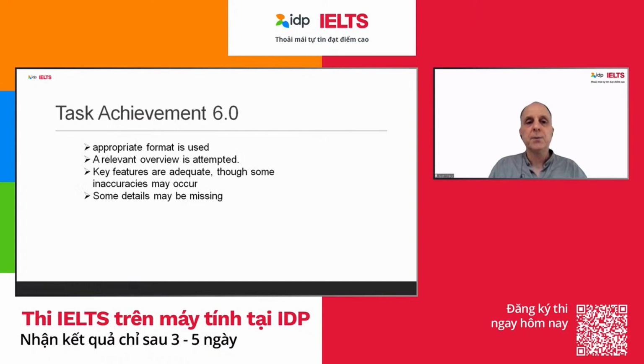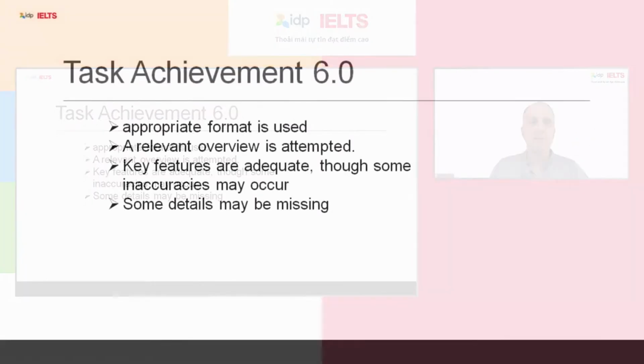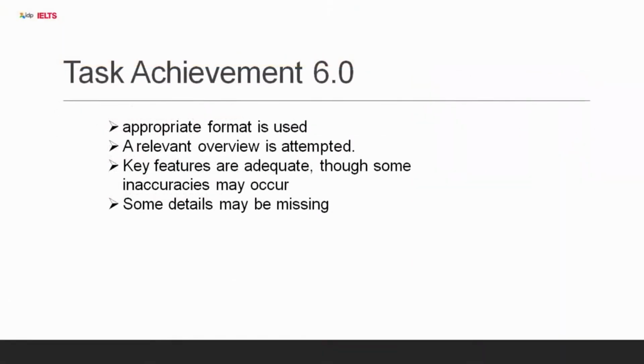Make sure that the appropriate format is used, meaning making sure that you've got nice clear gaps between the intro with the overview, or the overview can be separate, then the bodies as well. Making sure that you use the right kind of language for that. Key features are adequate, and some details may be missing for a 6. So it doesn't mean the categories, but maybe some of the data.